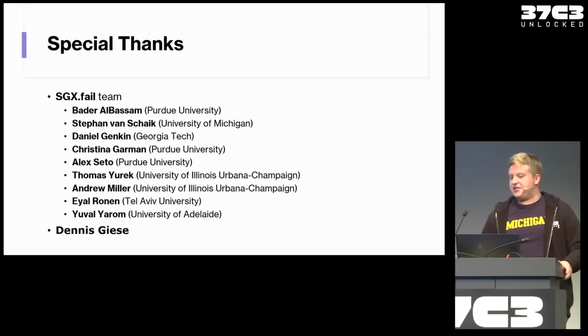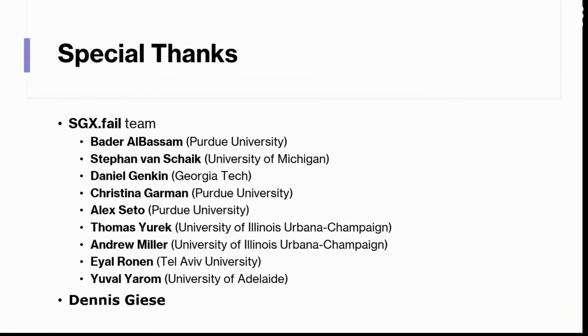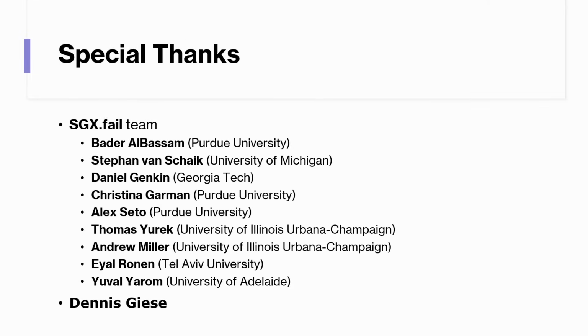So, special thanks to the entire SGX.fail team. Bader, from Purdue, worked very closely with me with reverse engineering, decrypting movies, figuring out the triangles. Stefan from Michigan, who is a wizard at Intel caching, side channels. Daniel Genkin, who was my advisor for the team at Michigan, who's now at Georgia Tech. Christina Garman, crypto expert at Purdue, who also helped us understand the four-dimensional triangles. And the rest of the team, working on some other parts of the SGX.fail paper, which you can read by just typing SGX.fail in your browser.